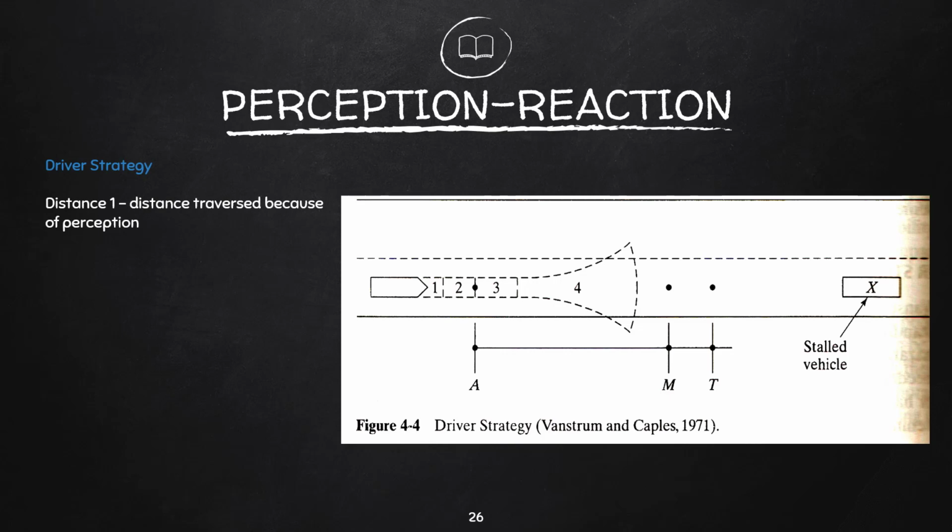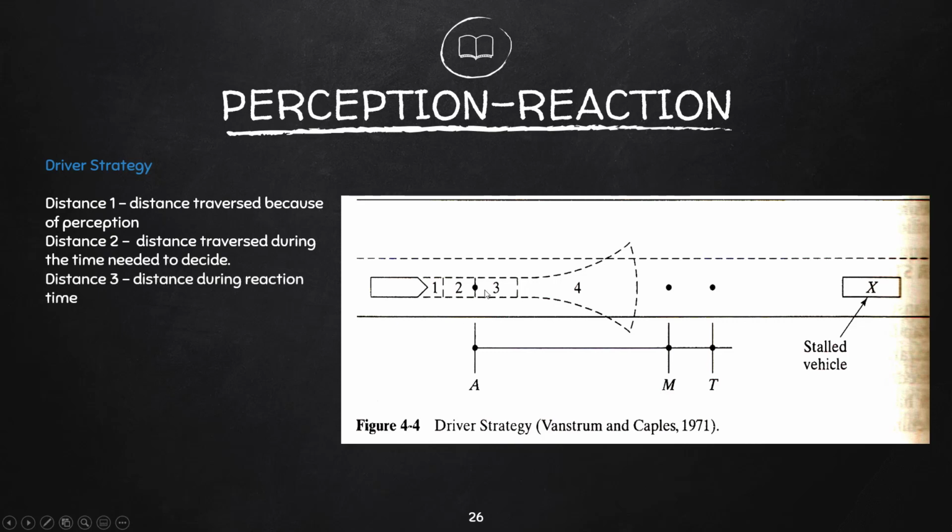So here is the driver strategy model that was given by Van Strom and Kaples in 1971. This is the vehicle. The distances 1, 2, 3 are described here. Distance 1 is the distance traversed because of perception. So here, between this distance, perception occurs. For distance 2, the distance traversed during the time needed to decide. This is the emotion part. Distance 3 is the distance during the reaction time.